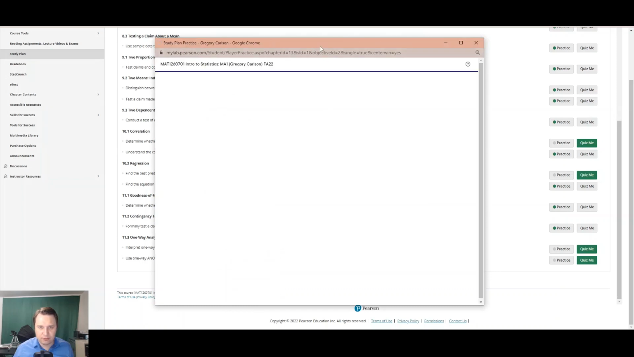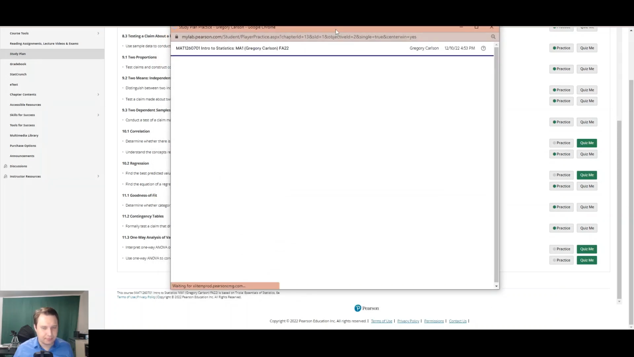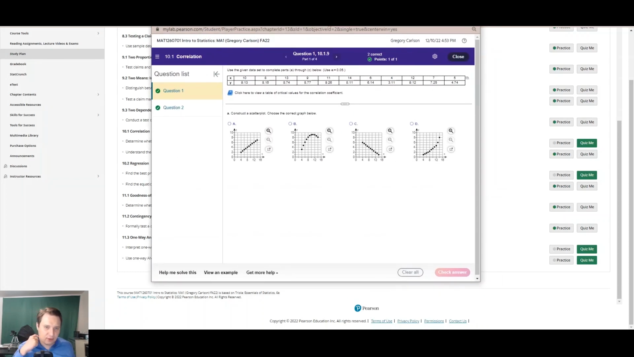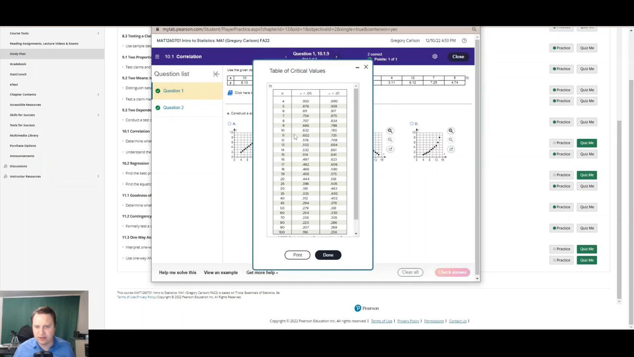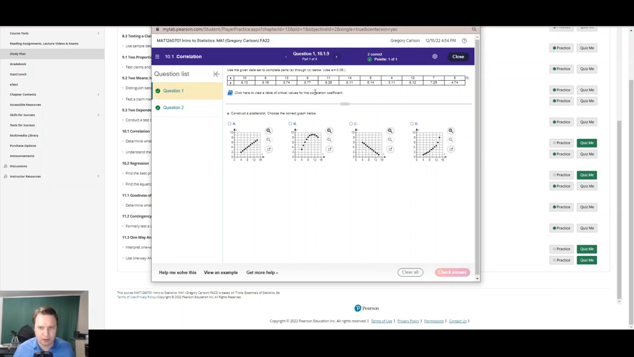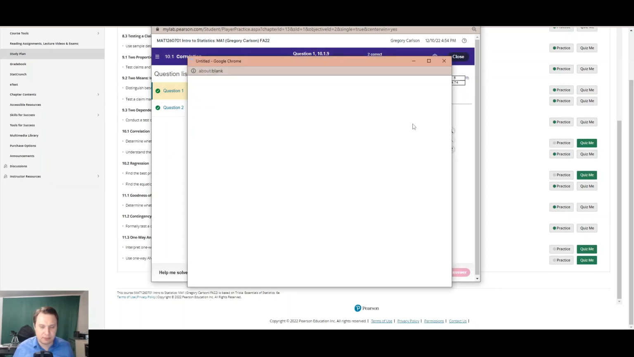So just to get started, while I wait for this to load. So here, this is 10.1. Here they're asking us to find a correlation. Here's our data up here. And they have this table here of critical values. We're going to be able to ignore this because we're just going to use the p-value. So don't worry about that little book. They're asking which one of these 4 is the data. And you could make a graph and just graph all of these XY points, but we're going to use StatCrunch to do that for us. So let's open it up.